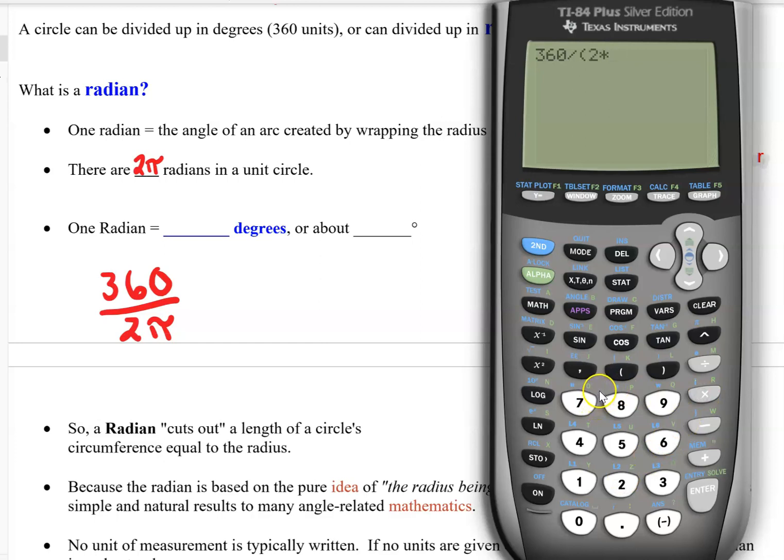Let's see, where is my pi button? Here it is, right here above the up arrow for a power. So we'll use our second key because it's in blue. We'll select that, close our parentheses, 57.295, yada yada.